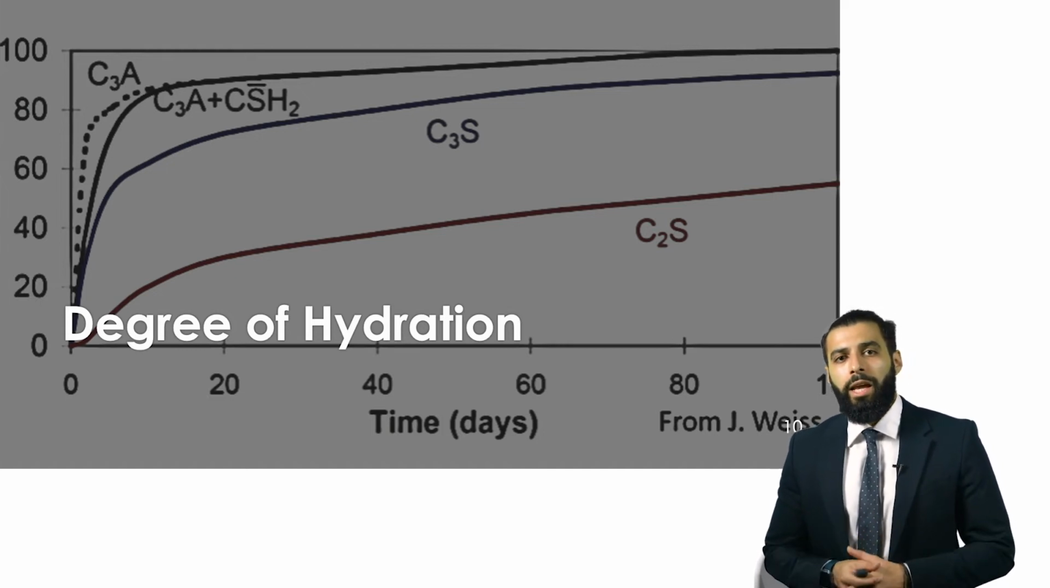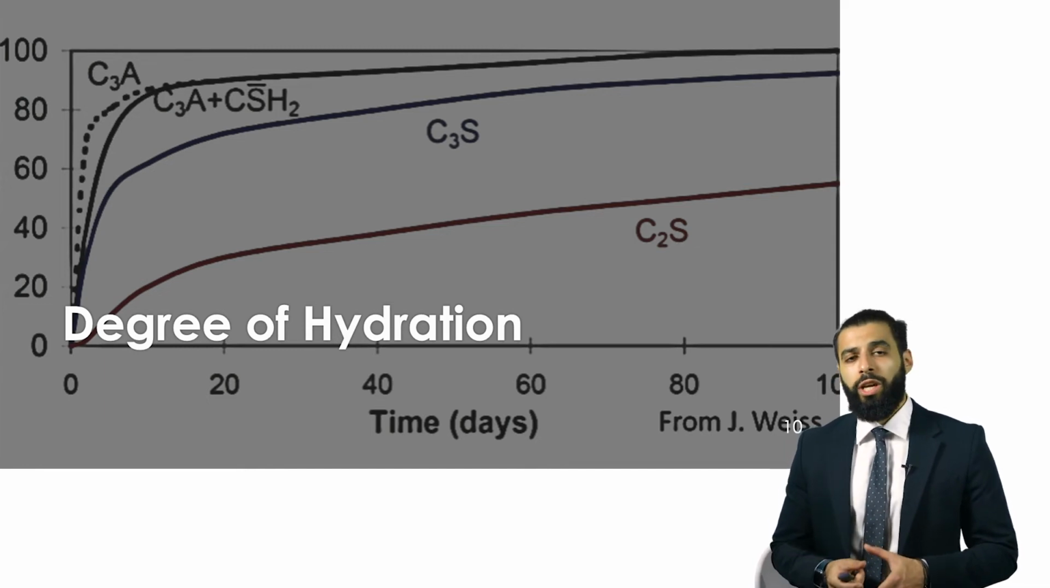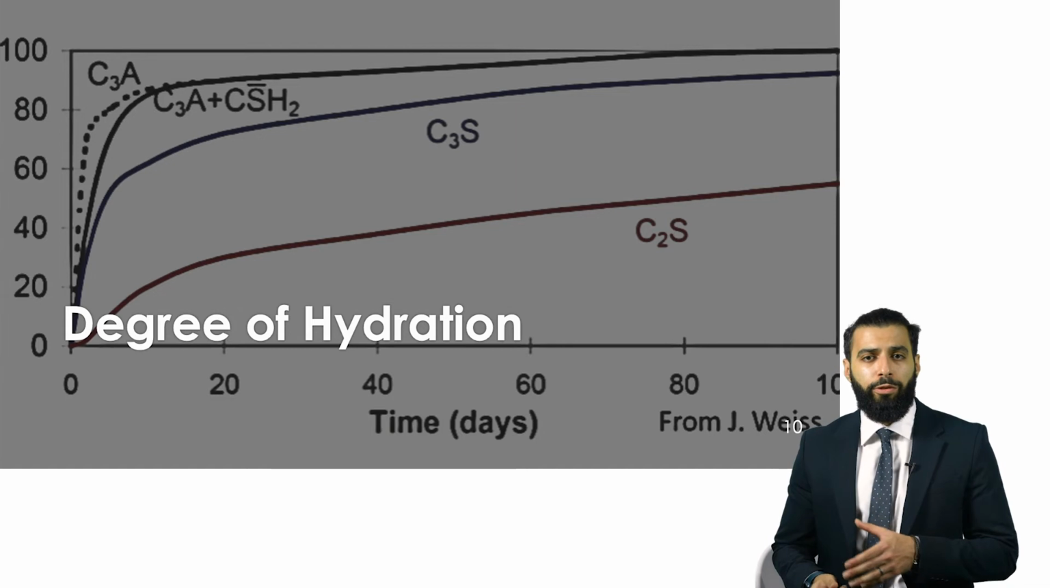And then the 3rd highest degree of hydration is associated with C3S, and C2S is the one that's associated with the lowest degree of hydration. Now, these different constituents of cement, they have different products that are produced during the hydration process.